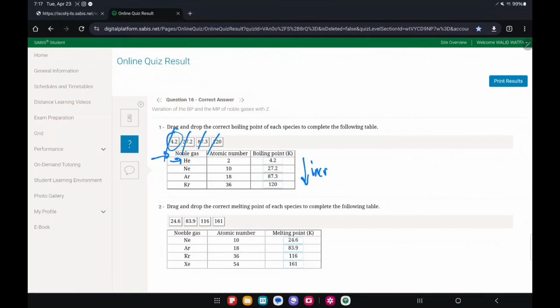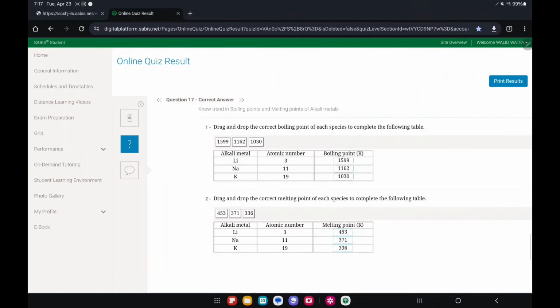And then again, for the melting points, same thing. If the boiling point is increasing, that means also the melting point is going to increase. So again, for noble gases, the melting point and boiling point increase as you go down the table. The lowest will be at the top, and it keeps on going higher. After 83 comes 116, 161. It just goes up as you go down.